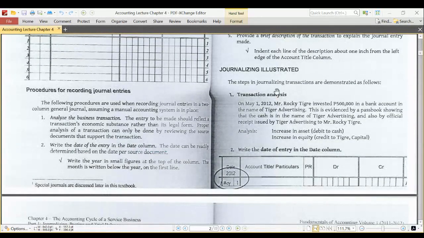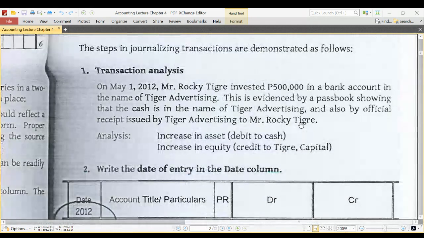For example, the steps in journalizing transactions are demonstrated as follows. First, transaction analysis. An example: on May 1, 2012, Mr. Rocky Tiger invested 500,000 in a bank account in the name of Tiger Advertising. So, nag-invest daw siya ng cash.